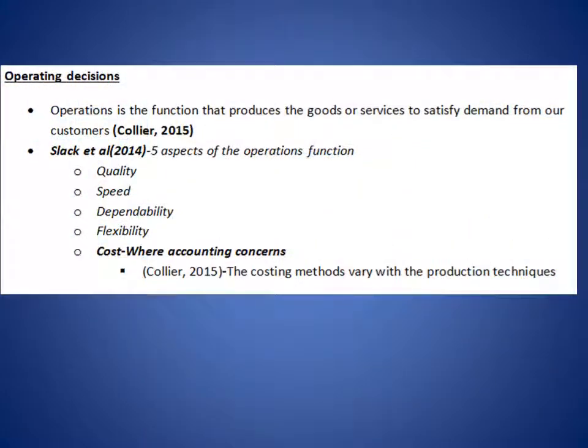In considering the operating decisions, according to Collier 2015, operations is the function that produces the goods or services to satisfy the demand from our customers. As per Slack et al. 2014, there are 5 aspects of the operations function. That is, the quality, the speed, dependability, flexibility, and the cost. And where accounting concerns is the cost. So according to Collier 2015, the costing methods vary with the production techniques. We will be looking at this in the next slide.